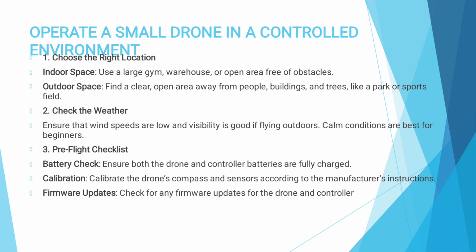Then, operate a small drone in a controlled environment. First one, choose the right location. Indoor space: use a large room, warehouse or open area free of obstacles. Outdoor space: find a clear open area away from people, buildings and trees, like a park or sports field. Check the weather; ensure that wind speed is low and visibility is good if flying outdoors. Calm conditions are best for beginners.